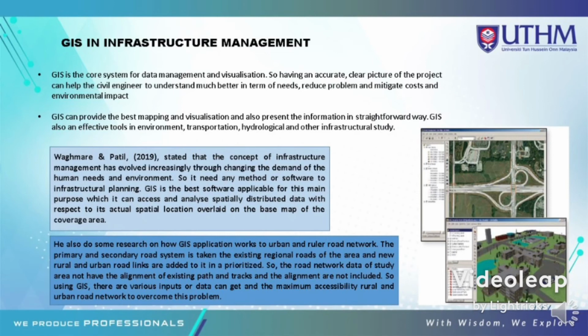They also did some research on how GIS application works for urban and rural road networks. So, the primary and secondary road system takes the existing regional road of the area and the new rural and urban road links are added to it in a prioritized manner. The road network data of the study area does not have the alignment of existing paths and tracks, so they are not included. Using GIS, various inputs of data can be obtained and the maximum accessibility of rural and urban road network achieved to overcome this problem.